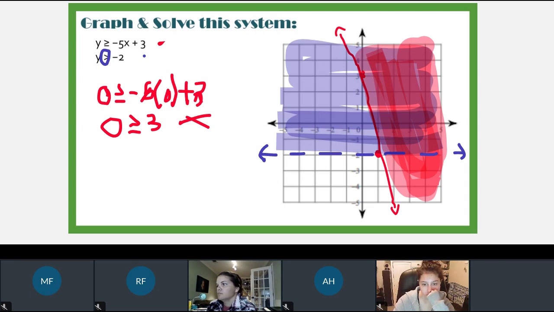And then just to make it stand out a little more, I like to go back over and either super darken in, or in this case, I'm going to use a different color. This purple quadrilateral looking thing is going to be our solution. Okay, any point inside this is our solution.